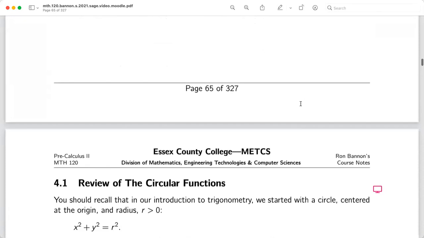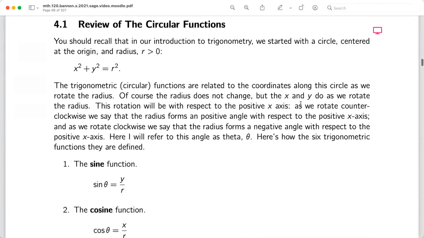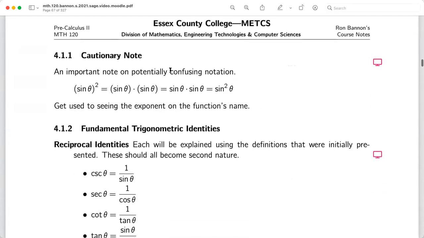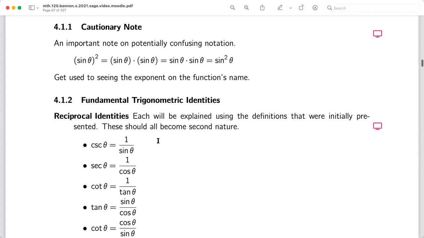So what do we do? In this section, we reviewed the circular functions, something really past material. We talked about a cautionary note about the way things are done, particularly with sine squared or squaring any trigonometric function for that matter. We typically put the 2 on the function itself. What does it mean? The whole function is being squared.